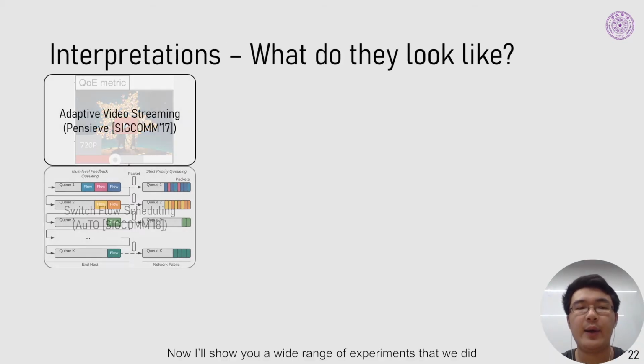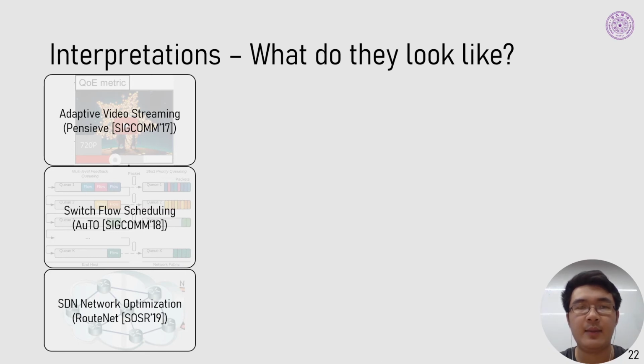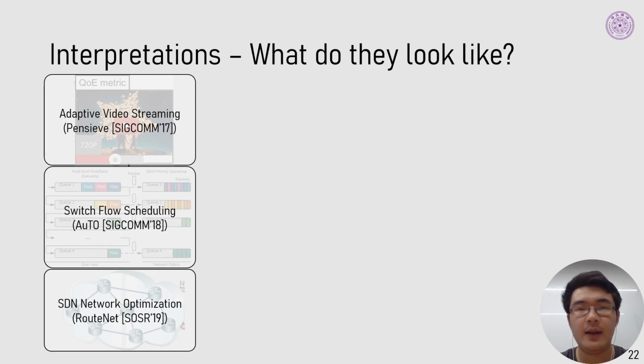Now I will show you a wide range of experiments that we did. We implemented Metis onto 3 deep learning-based networking systems, including Pensieve, an adaptive bit rate system, and AuTO, a flow scheduling system, and also RouteNet, a network optimization system for software-defined networking. 2 of them are local systems, and the remaining one is a global system.